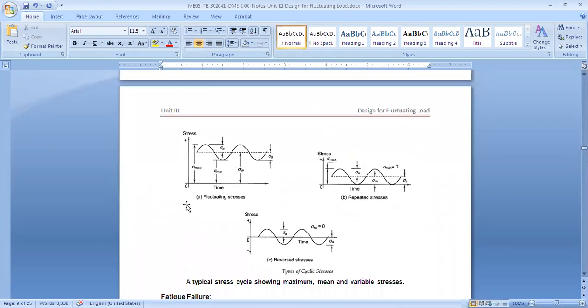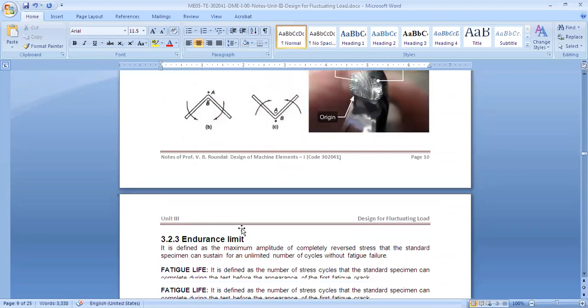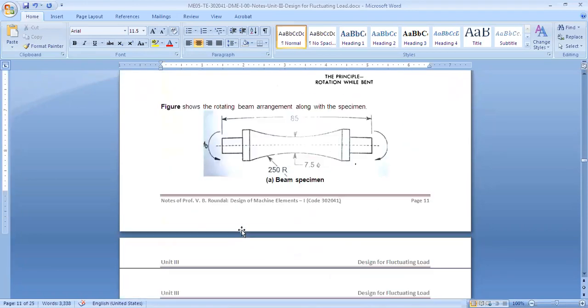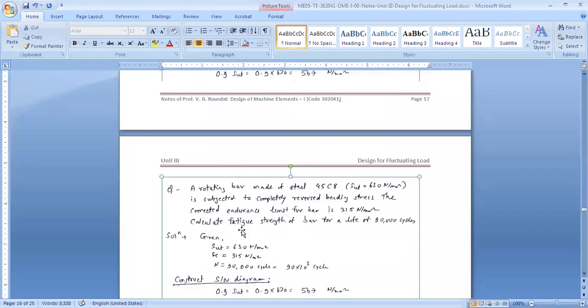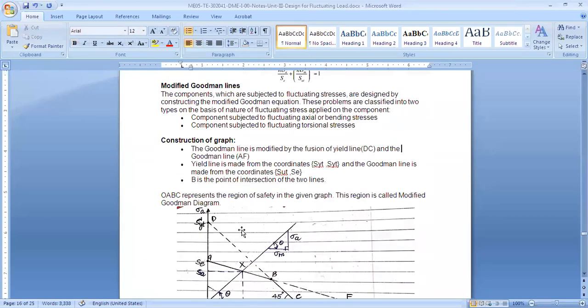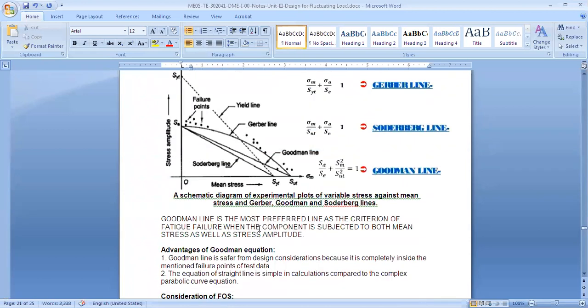Whether it is fluctuating stress, repeated stress, or reversed stress, whatever the case, if we take the average of min and max, we get sigma mean, or sigma average. And if we take the difference and divide by 2, we get the amplitude. So once we know the maximum and the minimum for any fluctuating or cyclic load, we can calculate the amplitude and the mean.